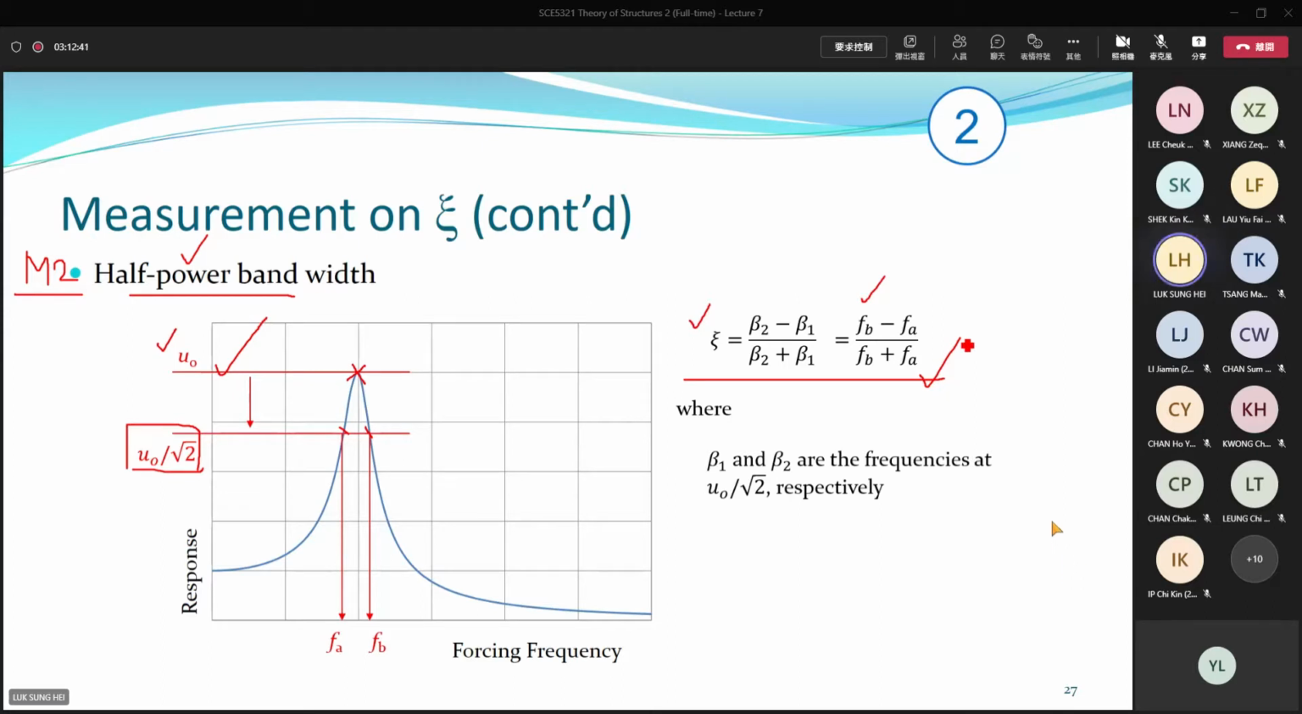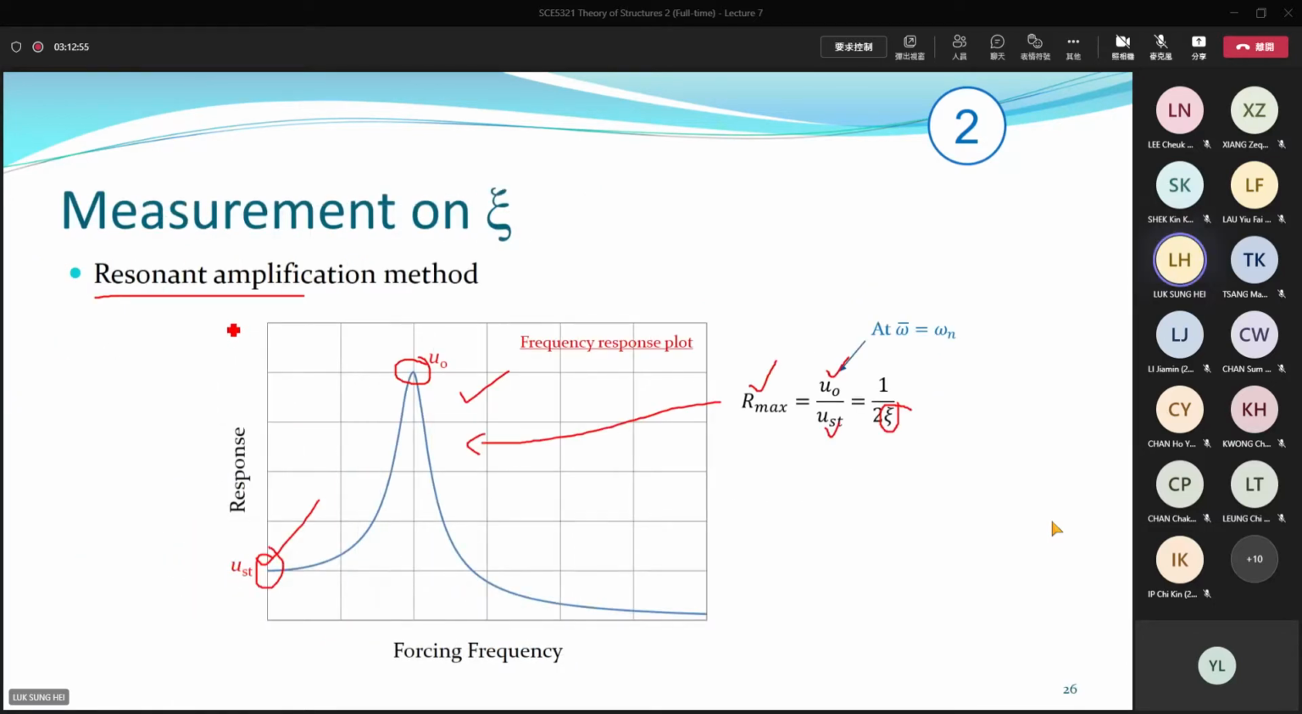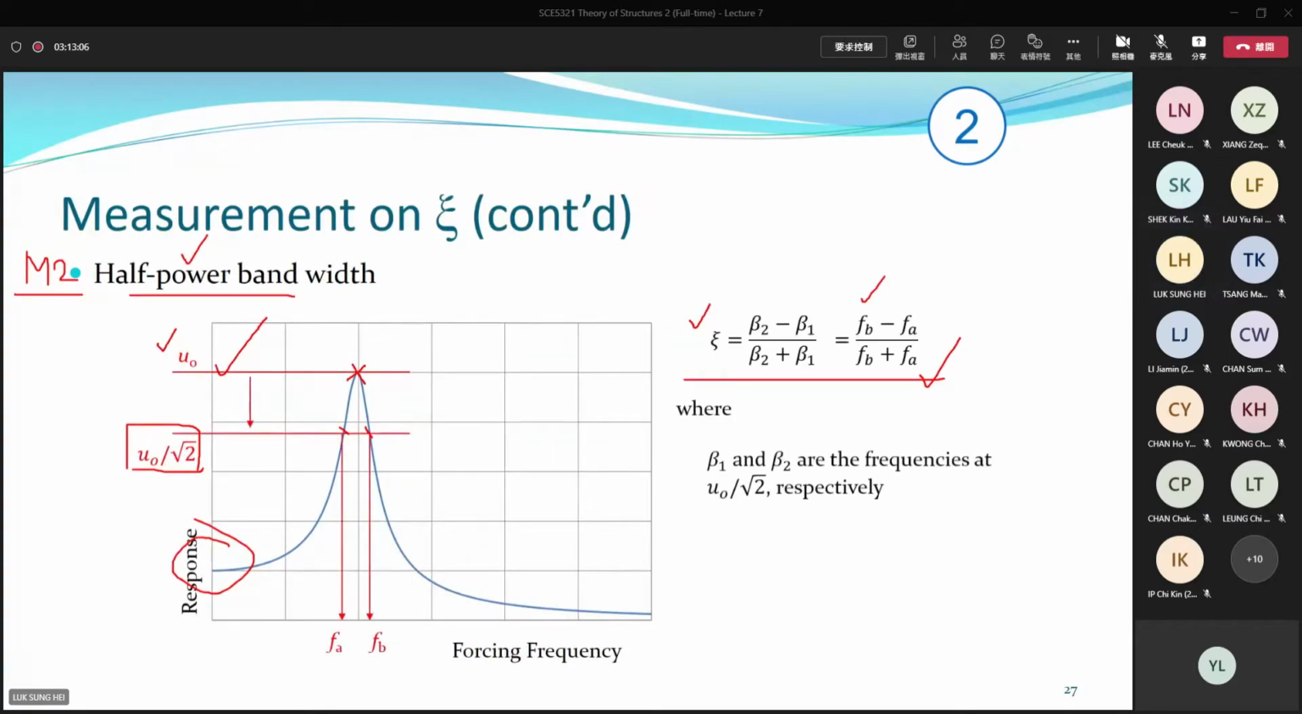The advantage of this method is that you don't need to know what happened at static. If you use the previous method, the resonance amplification method, you need 2 points, at resonance and at static. When you use the half power bandwidth method, you only need one point. You need less information.